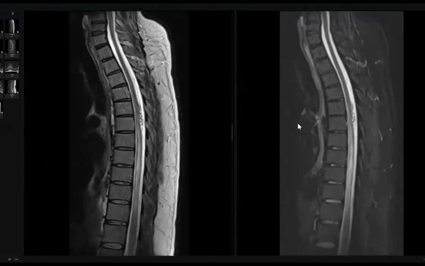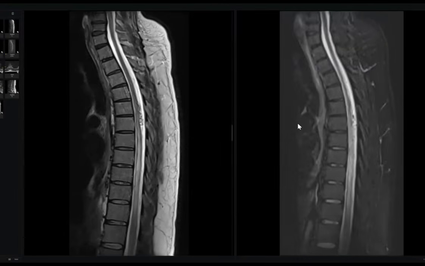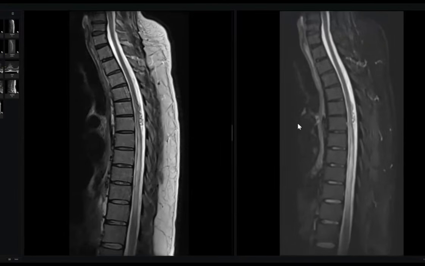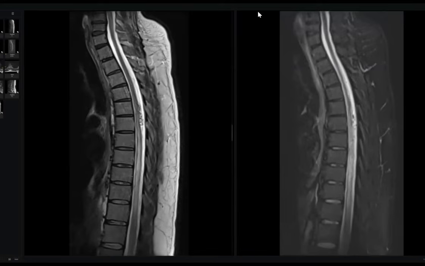AVM of the cord. I would like to check the post contrast. Are you sure? Are you sure AVM of the cord? Okay, it's extradural. So this is AVM or something else. Okay, the other differentials for vascular lesions are hemangioblastomas, which I cannot see. So I will go with AVMs, dural AVM.